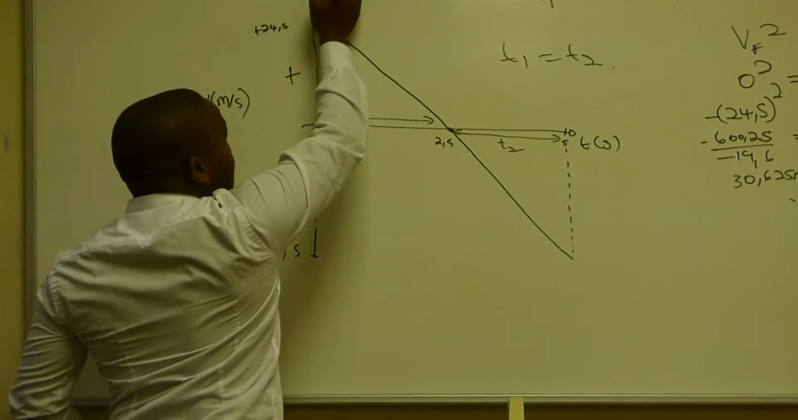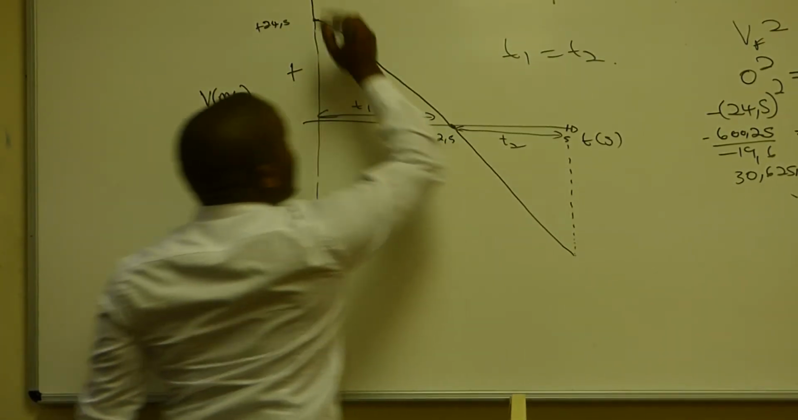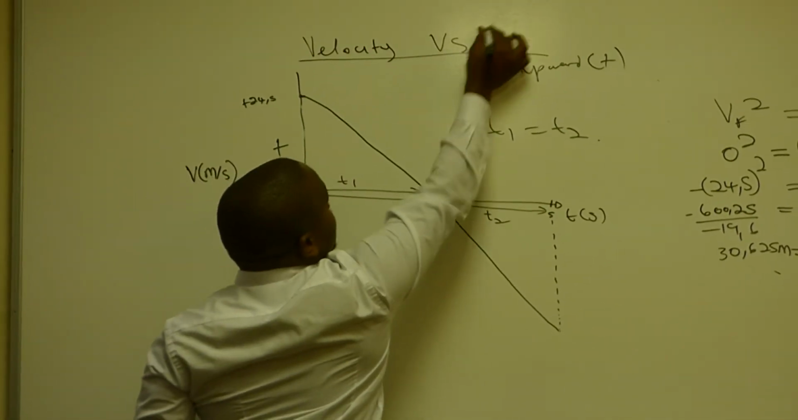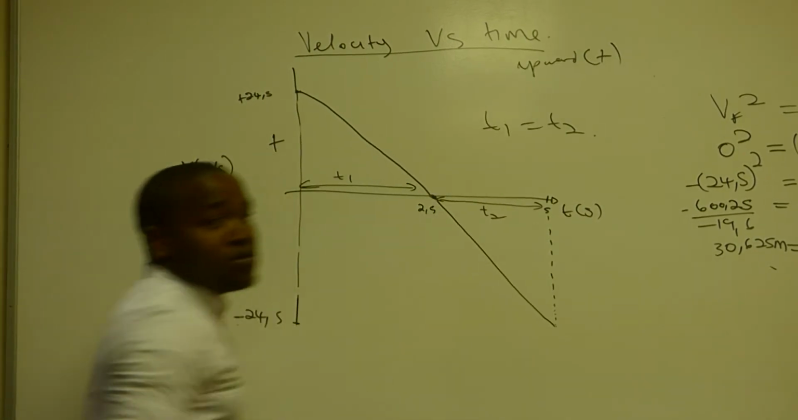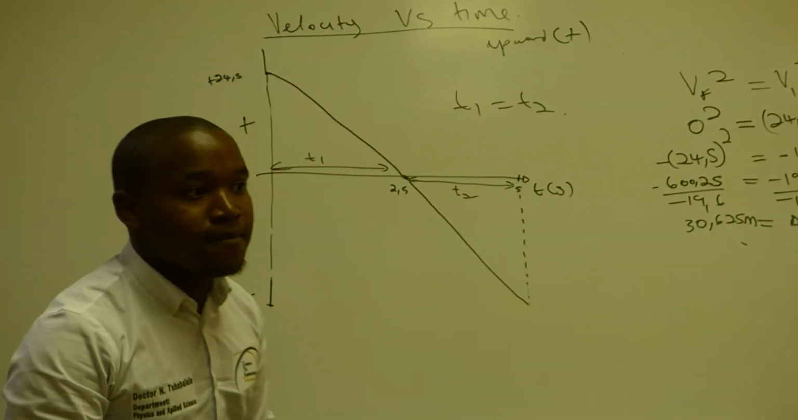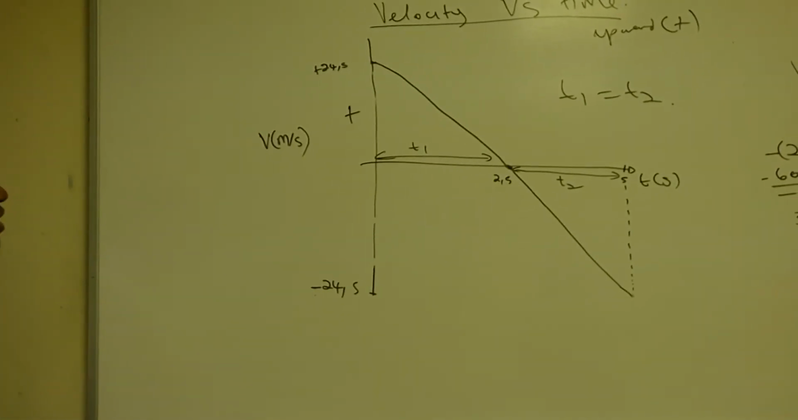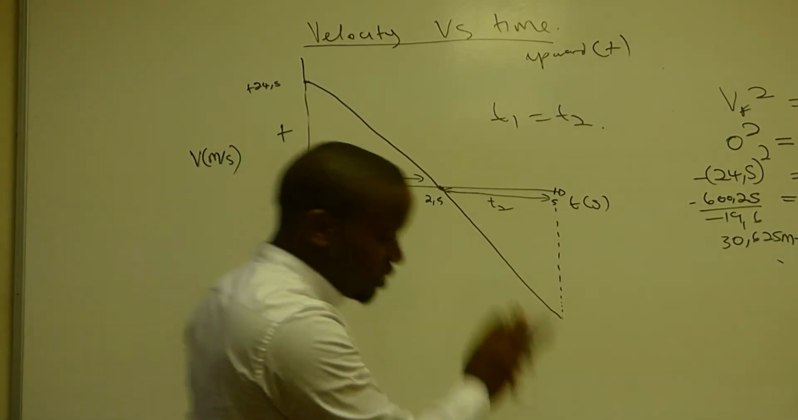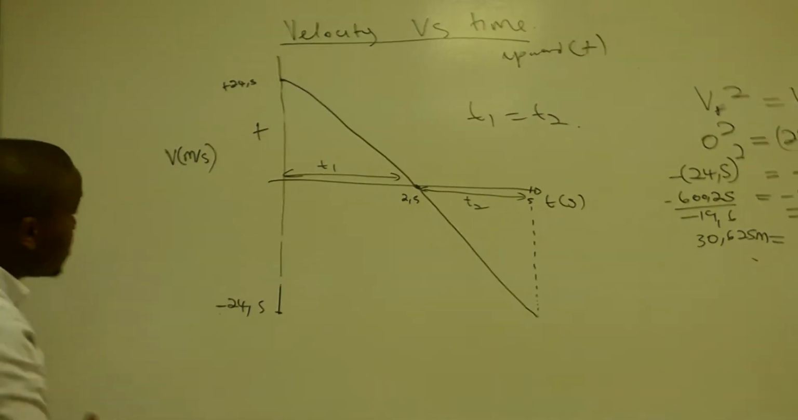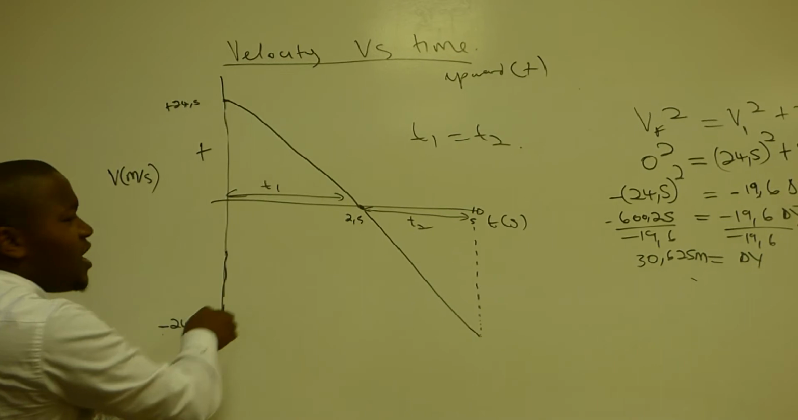Now, remember to name your graph there. You're going to have velocity versus time. Always name your graph. Now, let's go to the last one, the acceleration versus time graph. Are there any other questions here? Have you answered the question?